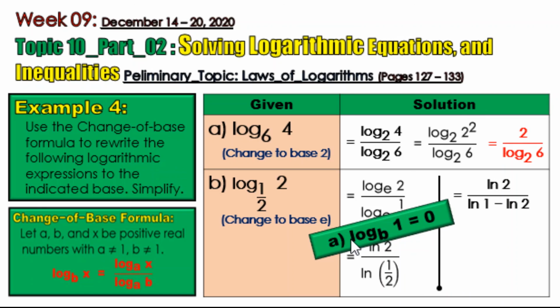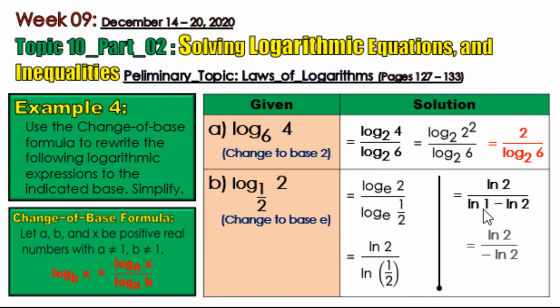Then by applying the first basic property of logarithm, which is logarithm of 1 to the base b is equal to 0, this part is equal to 0. So we can have ln 2 divided by negative ln 2, and therefore the quotient of these, they are just the same, but the denominator is negative. Therefore the final answer is negative 1. That is for example number 4.